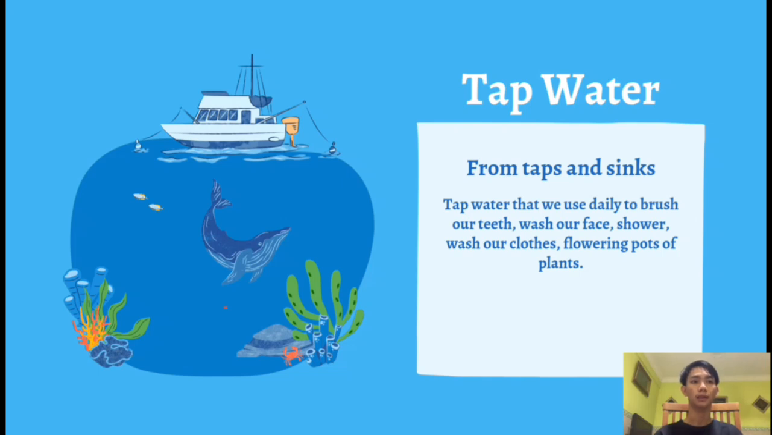When we brush our teeth in the morning and before bed, we wet our toothbrush with tap water to help rinse away plaque and residue. When washing our face, tap water aids in cleansing away oils, dirt, and bacteria. In the shower, tap water cleans our body from dirt and bacteria, also dead skin.